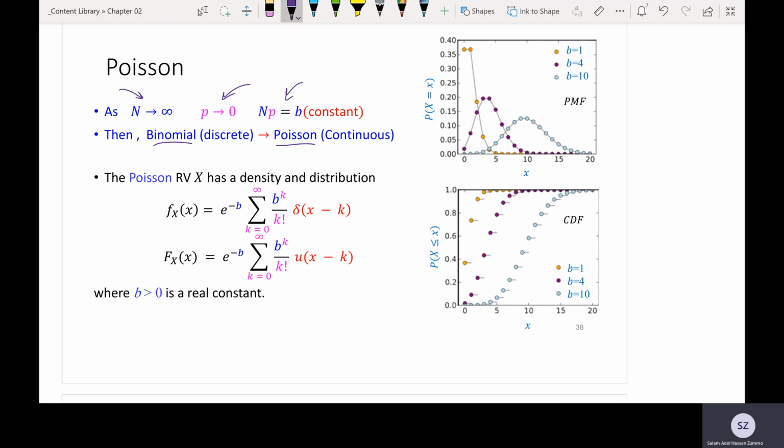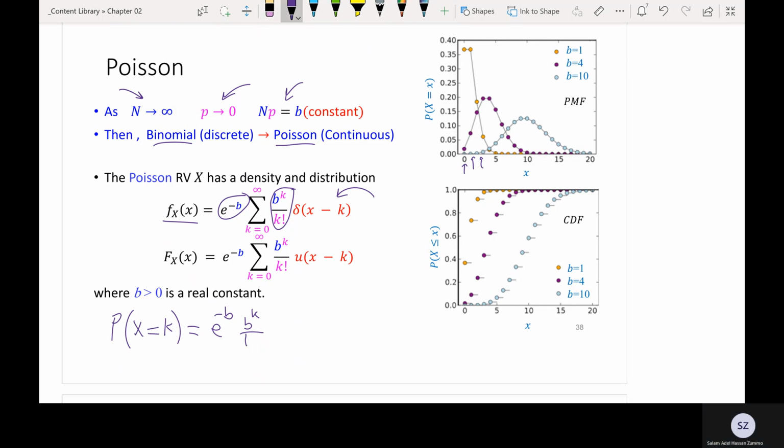Poisson distribution has a probability density function that looks like this. Again, it's basically a discrete random variable. So the PDF looks like a series of deltas shifted at k. So the PDF of x is a series of deltas shifted at k, k equals 0, k equals 1, k equals 2, and so on. Where the probability that the random variable equals k equals b to the power k divided by k factorial, multiplied by e to the minus b. So the probability that x equals k is the weight beside the delta. Okay, it's e to the minus b, b to the k divided by k factorial.